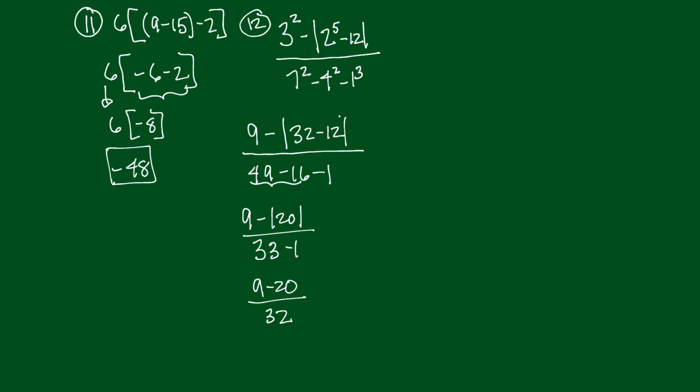And now, on the top here, 9 minus 20, that's negative 11. So I'll just do it over here. I'll get negative 11 over 32, and I don't think that's going to reduce, so I'm going to claim that that's my answer.